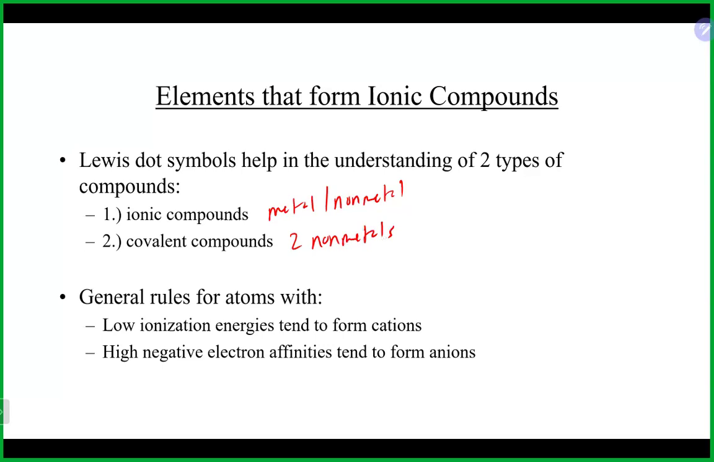General rule is things with low ionization energy will tend to form cations. Ionization energy is the energy required to remove an electron, so if it's low, it means you could remove an electron relatively easily. And those guys typically will become positively charged cations. Guys with high electron affinity, which is the energy change that occurs when somebody gains an electron, same idea: if somebody has high electron affinity, that means they're probably gaining electrons, and they most likely will make anions.